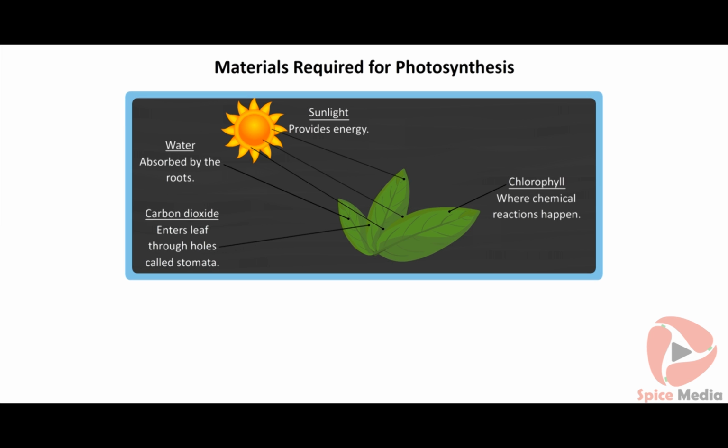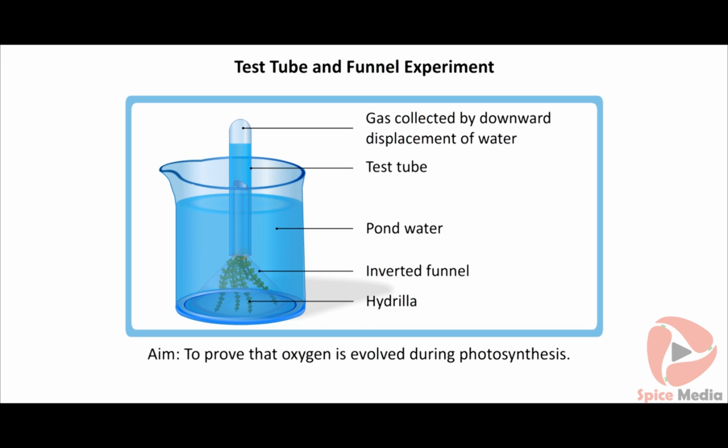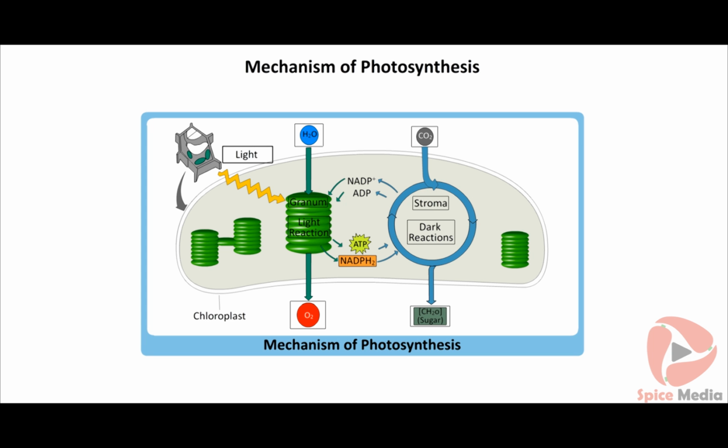Light, carbon dioxide, and water are the major raw materials required for photosynthesis. Chloroplast is considered to be the apparatus or site of photosynthesis. Test tube and funnel experiment is conducted to prove that oxygen is evolved during photosynthesis. Click on the animation link and watch the animation to know the experimental procedure and inference of test tube and funnel experiment. Mechanism of photosynthesis involves two reactions.